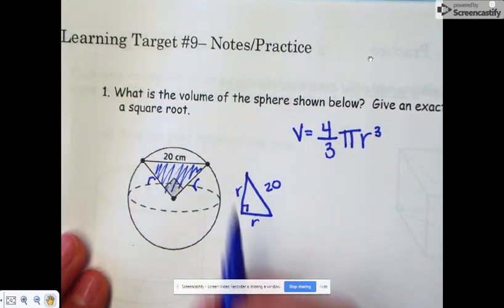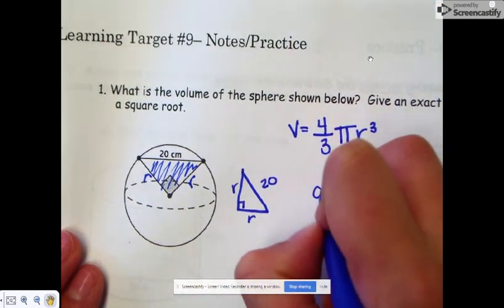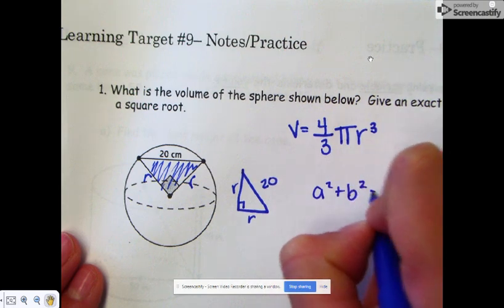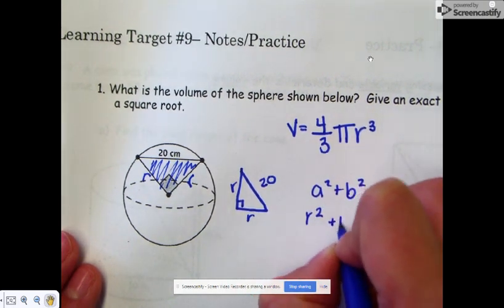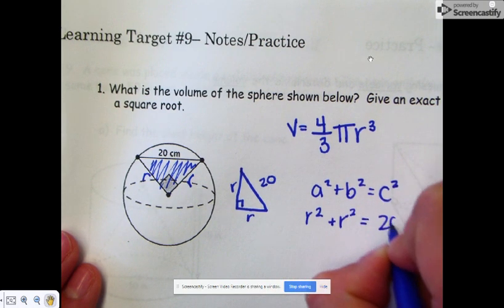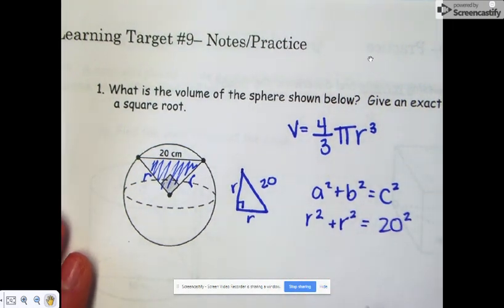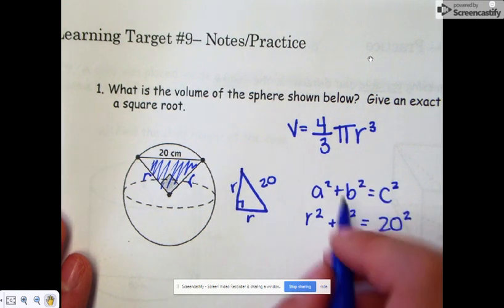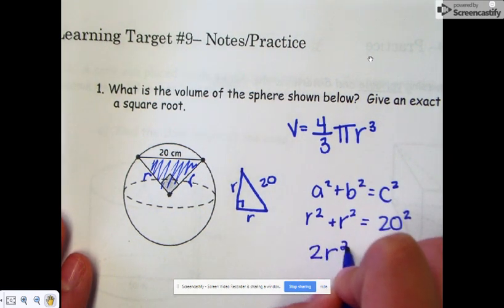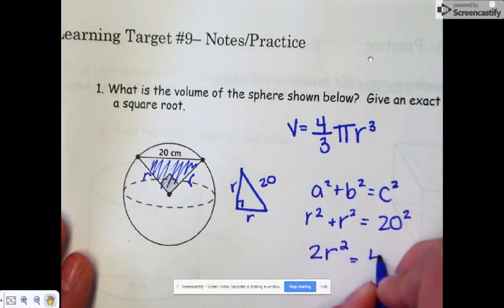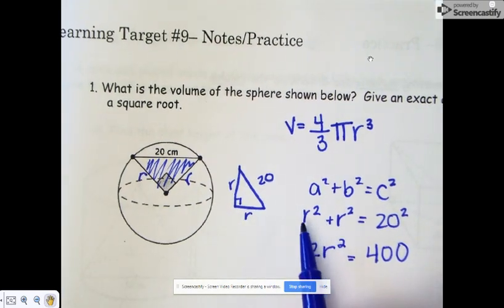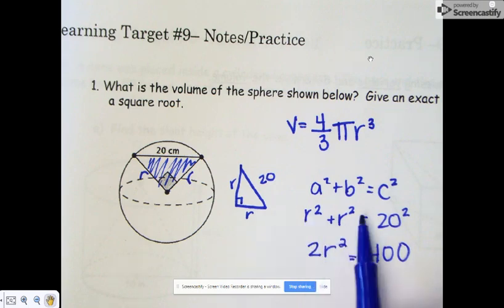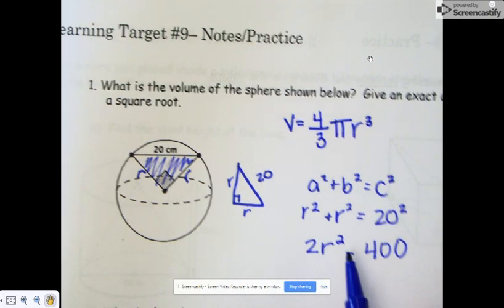Okay? In this case, ours are the same, so a squared plus b squared, those are our legs, and the c is going to be our 20. So you have r squared plus r squared equals 20 squared. Okay? If you notice, how many r squareds do we have? We have 2r squared. This equals 400. These are like terms, so just like if this was r and r, we get 2r, if these are both r squared, we get 2r squared.